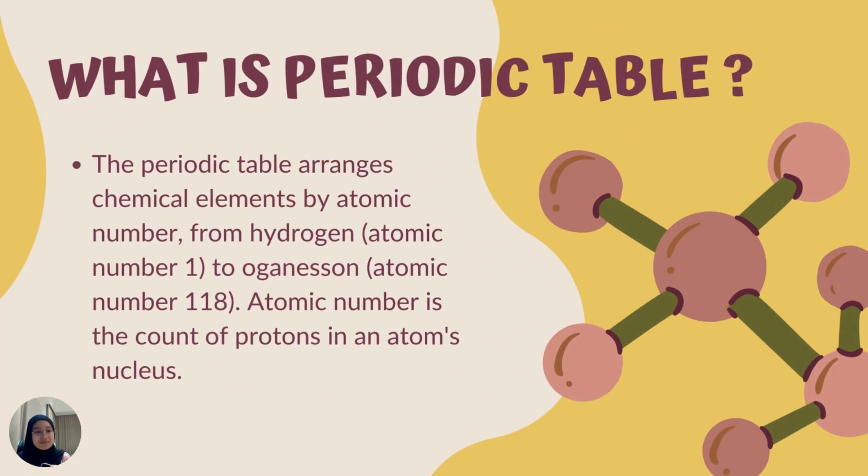So let's start. So what is the periodic table? The periodic table arranges chemical elements by atomic number, from hydrogen, which is atomic number 1, to oganesson, which is atomic number 118. Atomic number is the count of protons in an atom's nucleus.